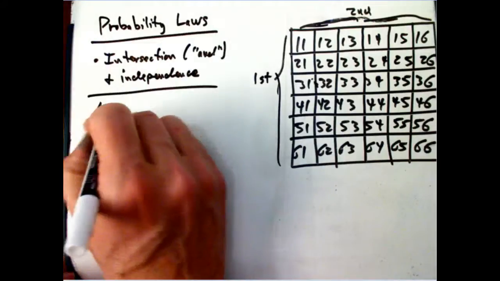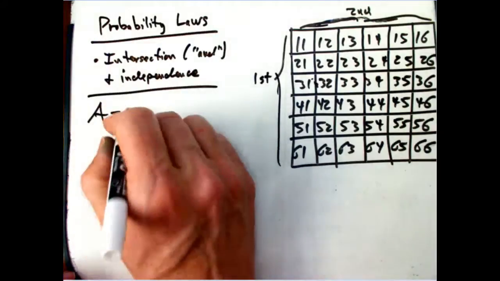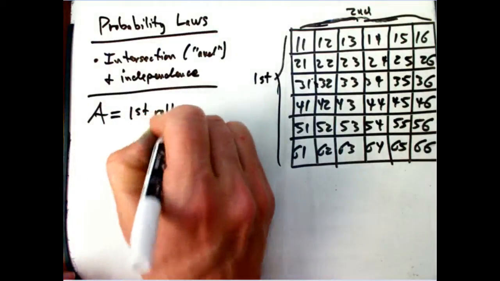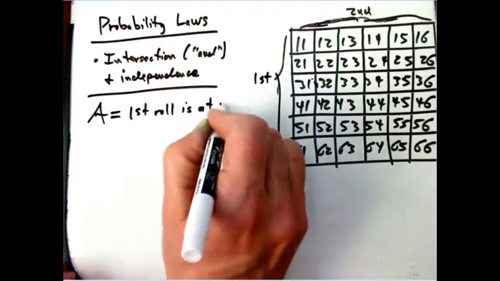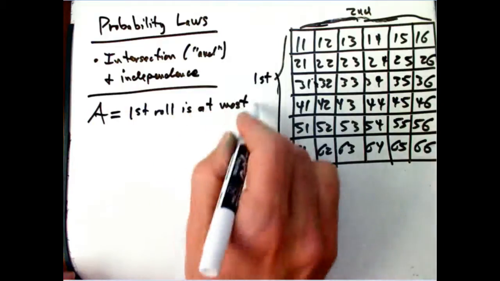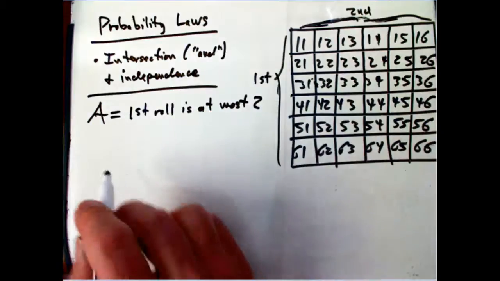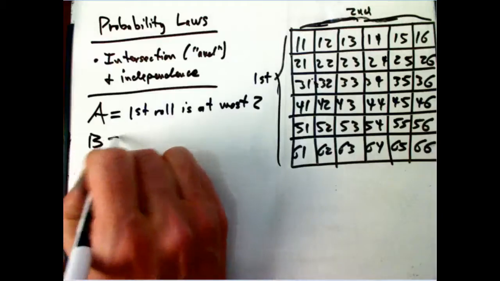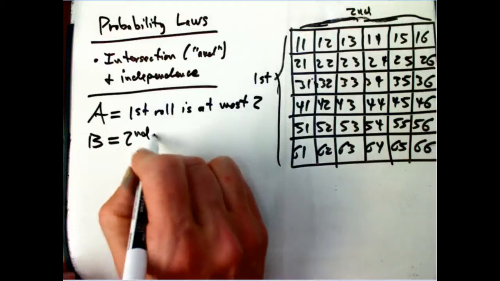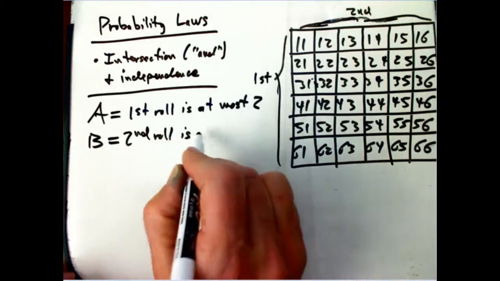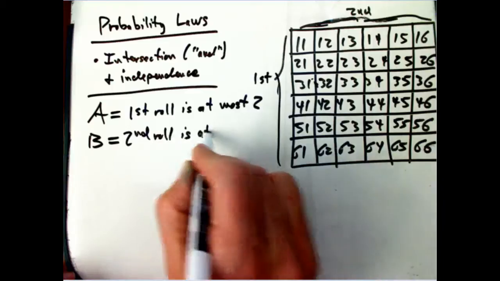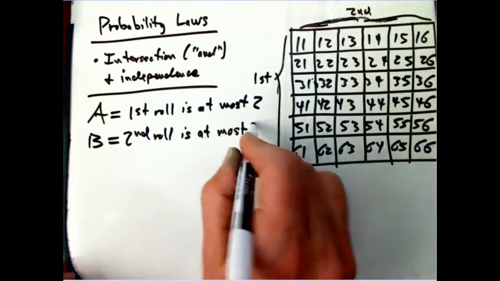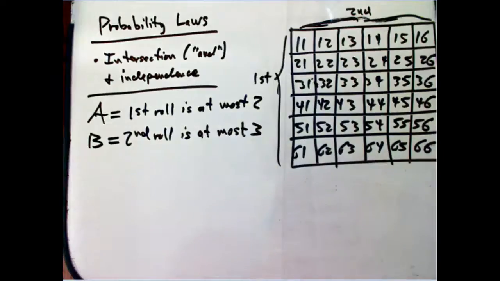Let's say event A is that the first roll is at most 2. That's an event I used in a previous video. And then B is that the second roll is at most, let's say, 3, to be just a little different. Okay, so let's draw those.